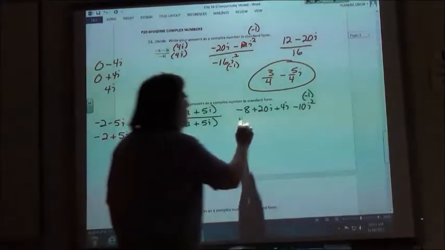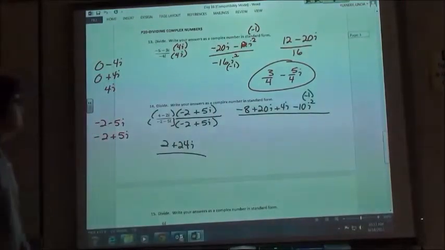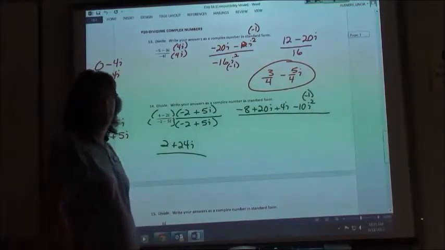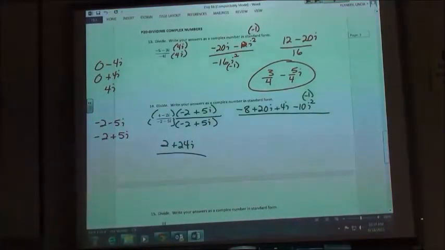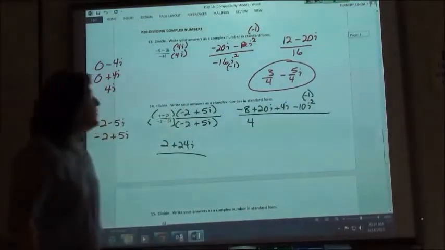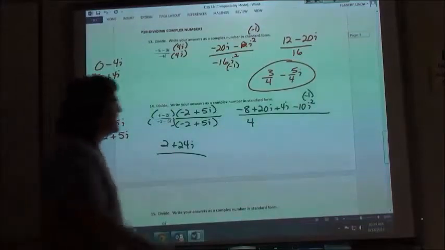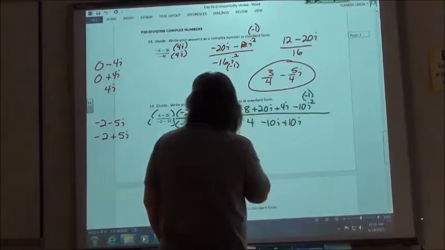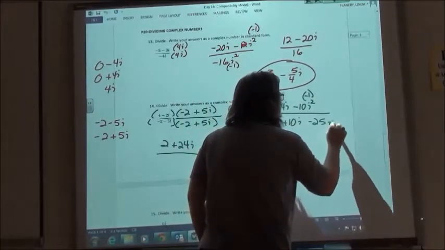On the bottom, if we FOIL that one out, we would get 4, what was that? Minus 10i plus 10i minus 25i squared.